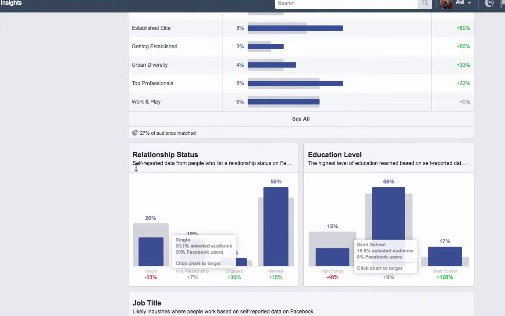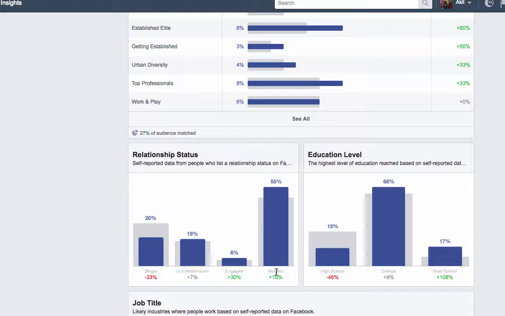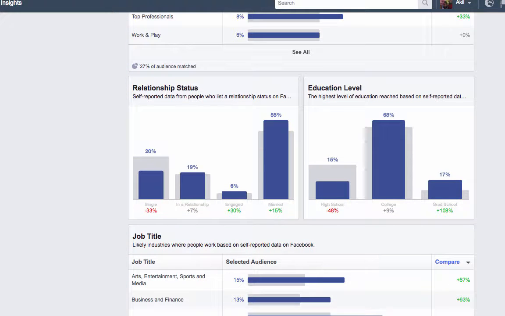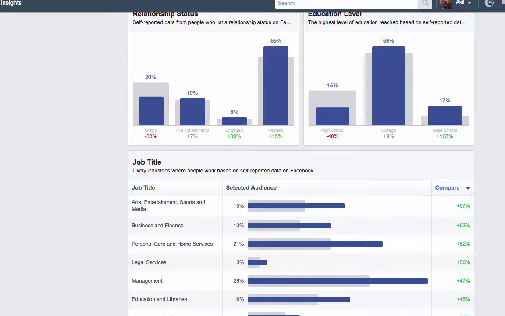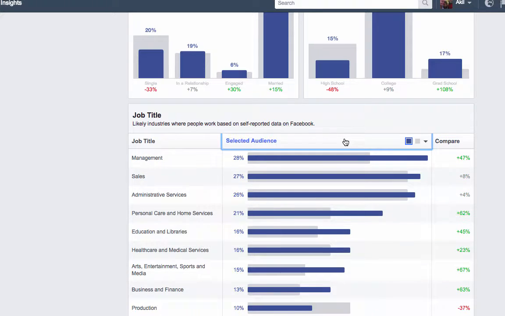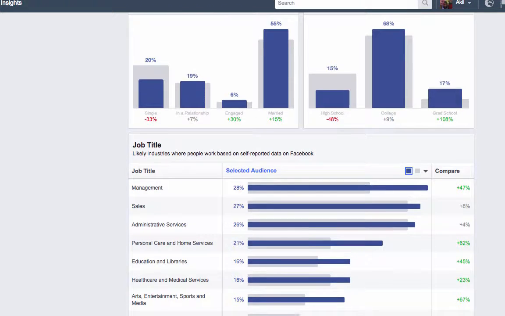You can look at the lifestyle they have. You can see the relationship status: most of the people that buy this particular product are married. 55% is married, about 20% is single, and most of these people that can afford this product are educated, meaning they have some college or university, not college as in Euro UK college. And once you click here, you can see the sources of your audience. They mostly have management experience or sales experience or administrative services. So you can tell they're making hopefully enough money to afford your product.